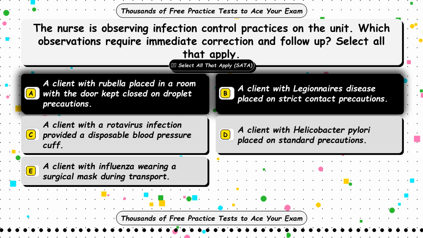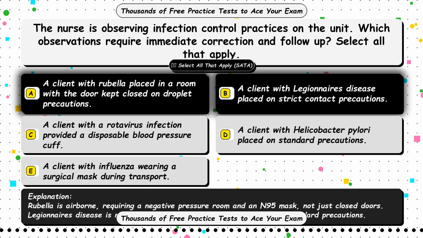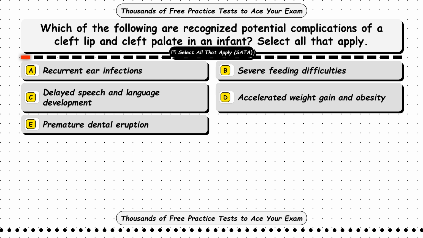The correct answers are options A and B. A client with rubella placed in a room with the door kept closed on droplet precautions. A client with Legionnaire's disease placed on strict contact precautions. Rubella is airborne, requiring a negative pressure room and an N95 mask, not just closed doors. Legionnaire's disease is not spread person to person and requires only standard precautions. Question 46. Which of the following are recognized potential complications of a cleft lip and cleft palate in an infant?